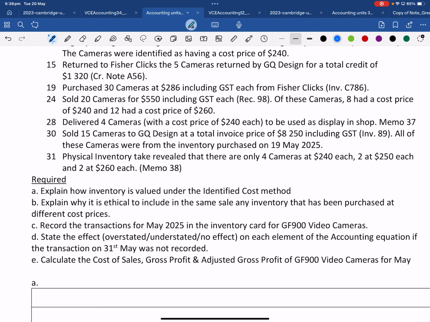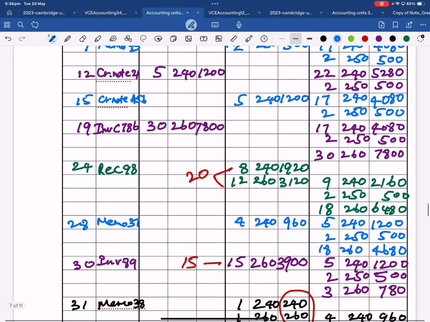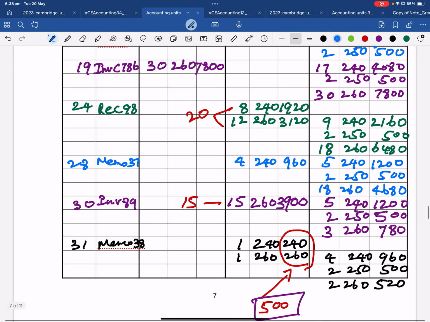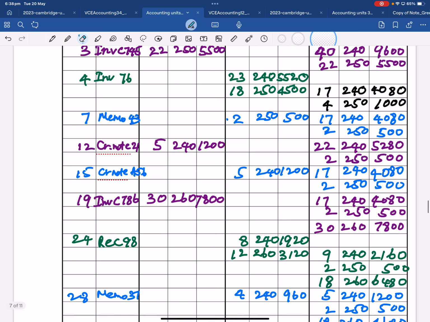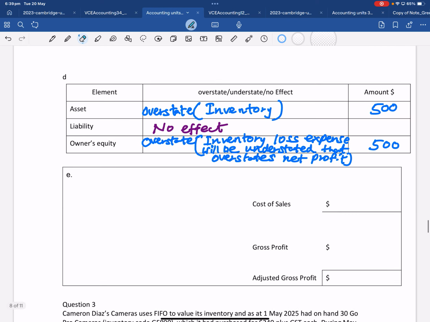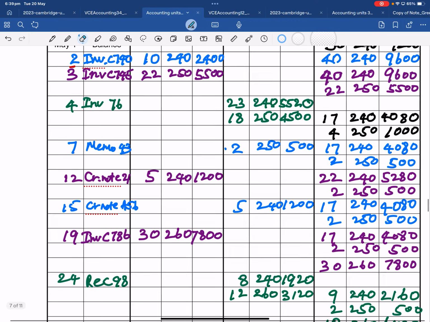Okay guys, now we have to calculate the cost of sales. There are two ways that we can calculate. Because we have the inventory card, there is one method that we can use the inventory card to calculate the cost of sales. If you want, I can give you a note, otherwise at this point we don't really have to worry about the note.